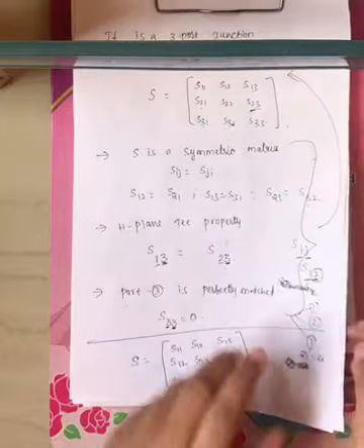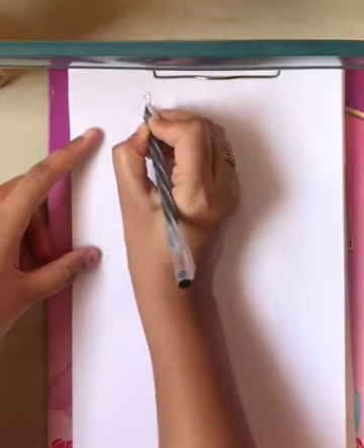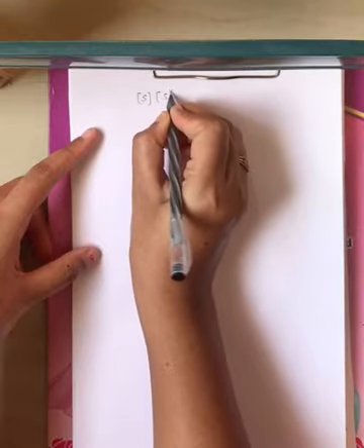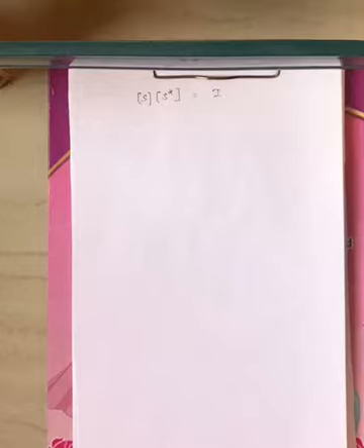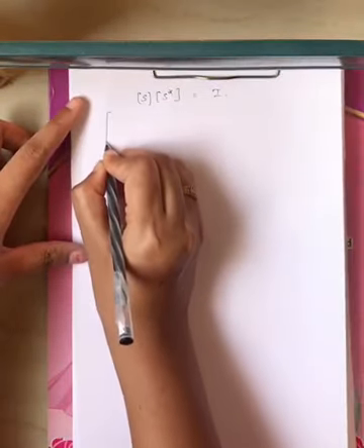Now what is another property of the S matrix? S is a unitary matrix. That indicates S into S conjugate equals I. From the property of the S matrix, S is a unitary matrix, which is nothing but S into S conjugate equals I. Now what is S after applying all those properties?